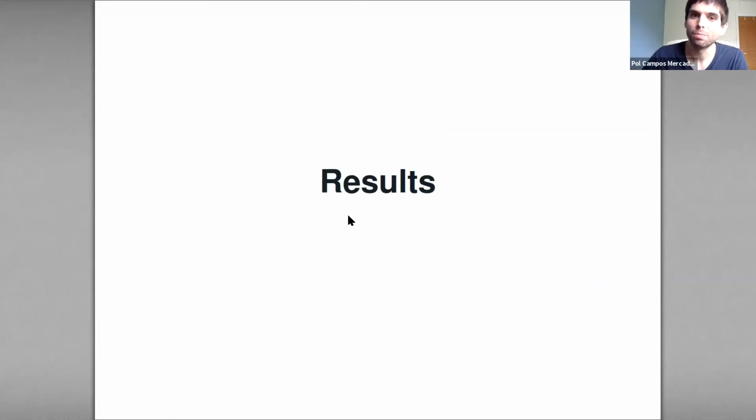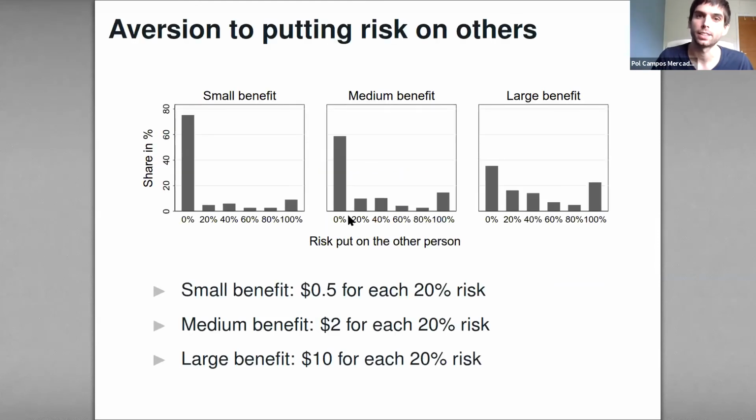Now, let me move to the results. So what do we find? First, in the social preference survey, what do we find? We find a strong aversion to putting risk on others for own benefit. So remember that this is a representative sample of the Swedish population. These kinds of experiments are not run much there, and it's important in itself to see whether people actually are willing to put risk on others because they don't care, because they want their own benefit to be higher, or not.